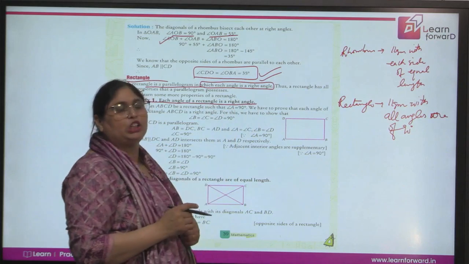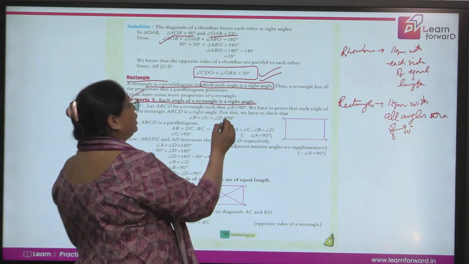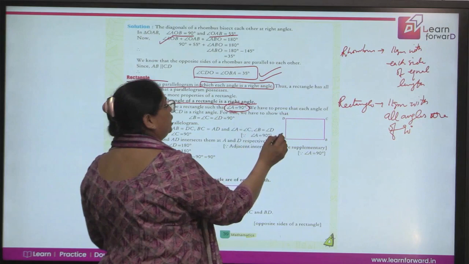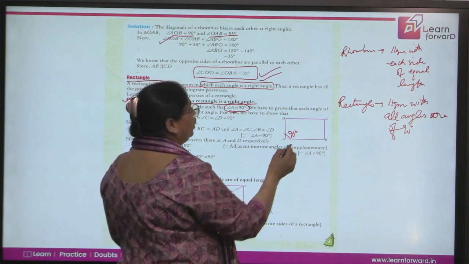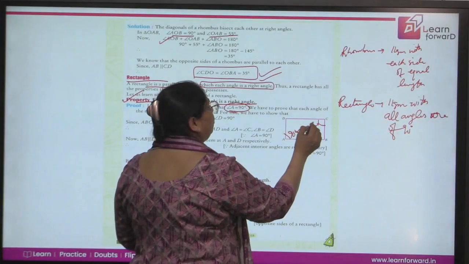Each angle is 90 degrees. We are considering this angle A as 90 degrees. Since opposite angles are equal, angle C will be 90 degrees.